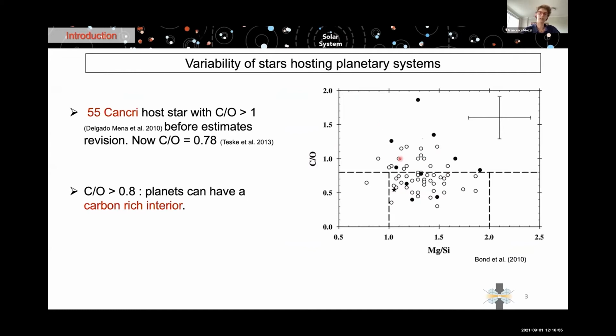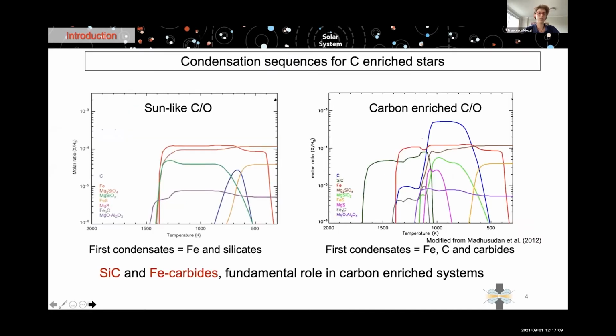This is interesting because after a certain threshold of the C over O ratio, and precisely 0.8, planets are considered to have, or potentially have, a carbon interior. This information comes from condensation sequences calculated with thermodynamic models. And we have here two examples.